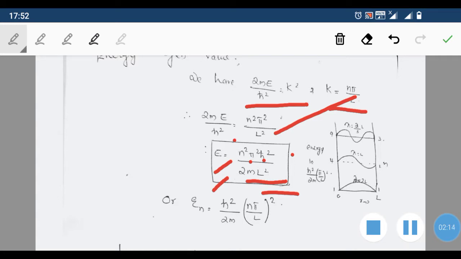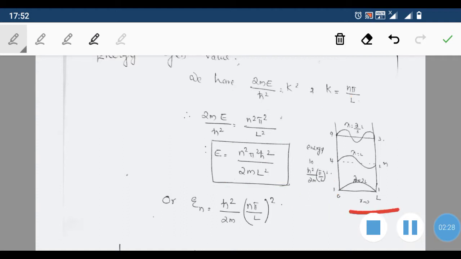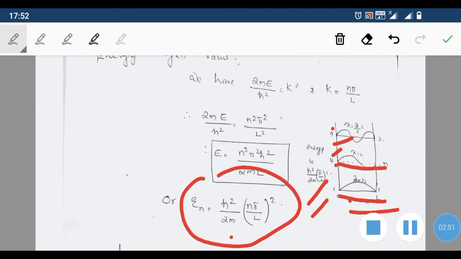In units of h cross square by 2m into (pi by L) the whole square, suppose we express the energy along the y-axis, and along the x-axis we represent the distance. Then the first energy corresponds to n square equal to 1, and the second energy corresponds to n equal to 2, that means energy is equal to 4 in units of h cross square by 2m into (pi by L) square. And the third energy level corresponds to 9 in this unit. In general we can say that En is equal to h cross square by 2m (n pi by L) the whole square.